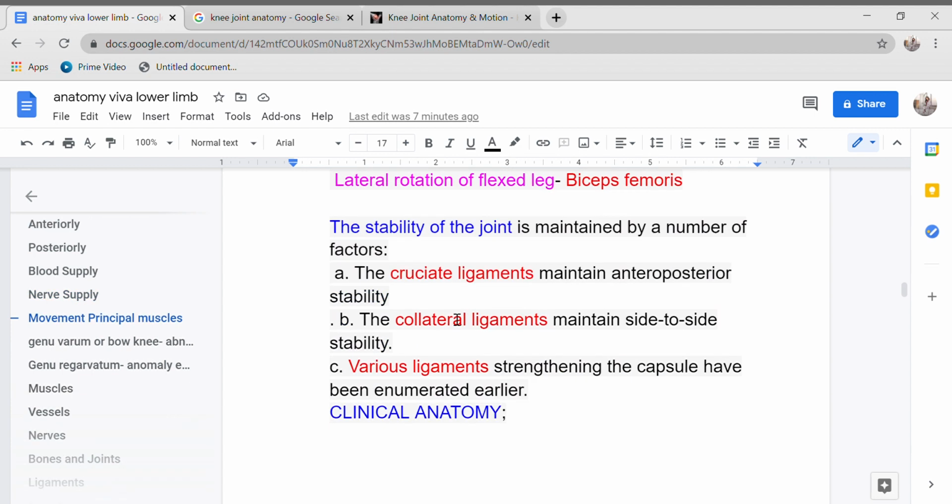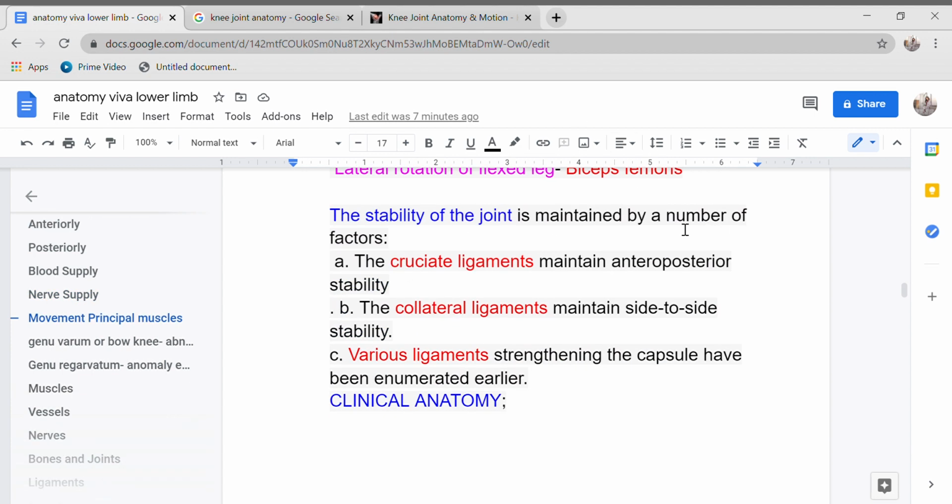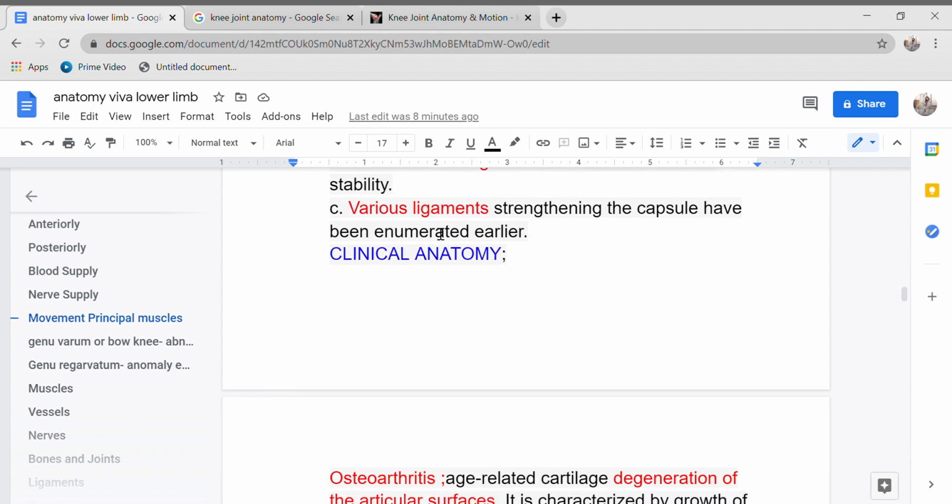Next, the stability of the joint is maintained by cruciate ligaments for anterior-posterior stability, and collateral ligaments for side to side stability. Okay, what are the cruciate ligaments? Anterior and posterior. Collateral ligaments are medial and lateral collateral ligaments. So side to side stability, and various ligaments and muscles all strengthen the capsule.